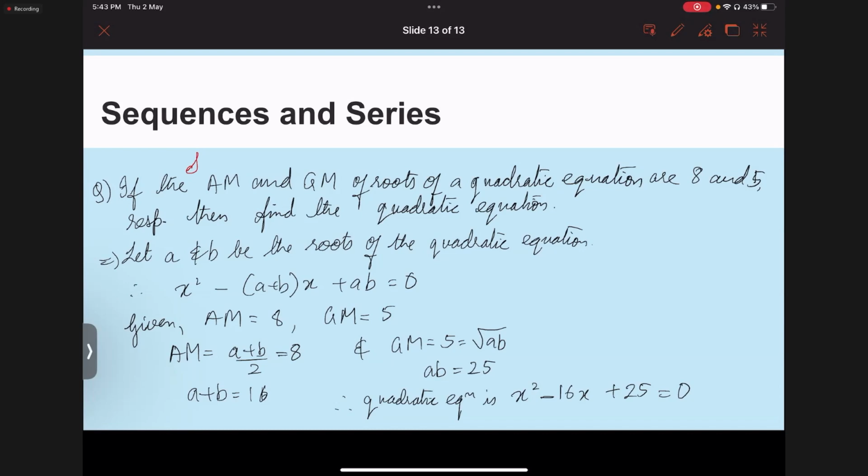So we will stop here today, and in the next class we will solve many more examples related to all the concepts that we have learned in the sequences and series chapter.